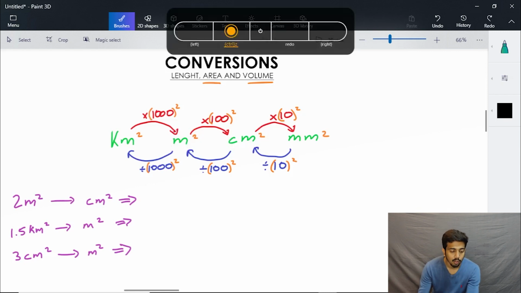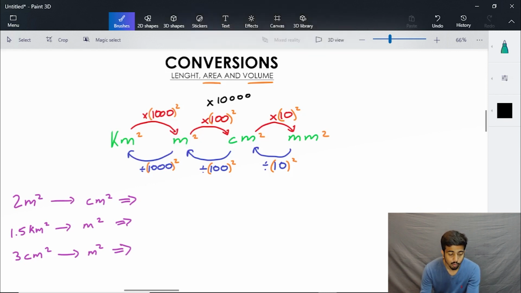And what's 100 square? 100 square actually means 4 zeros. 100 is 2 zeros, 100 square is 4 zeros, which is 10,000. So for this, I need to multiply by 10,000. Here we go. So 2 multiplied by 10,000 is 20,000. So we have 20,000 centimeters square.